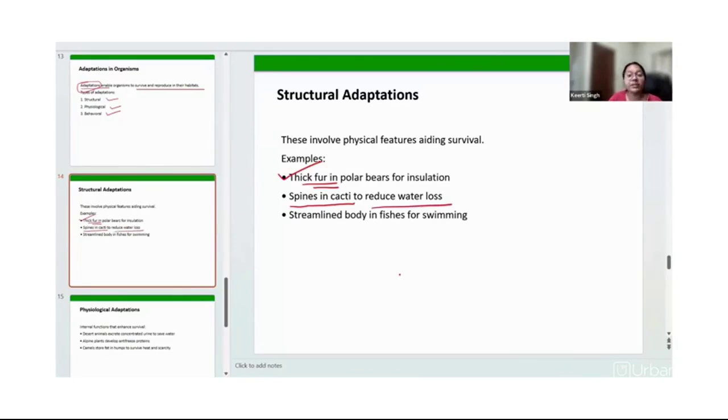Another example is the streamlined body in fishes. This helps them to swim in the water for a very long time. So these are some kinds of structural adaptations, right?